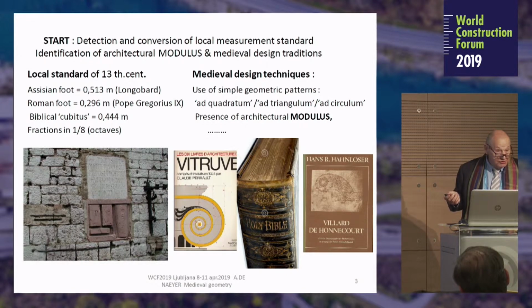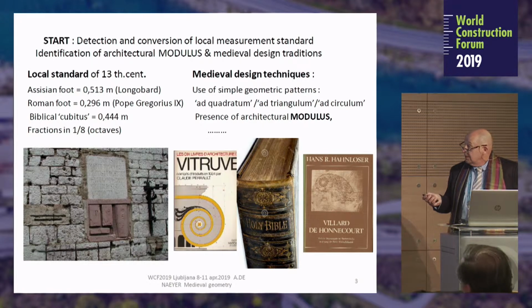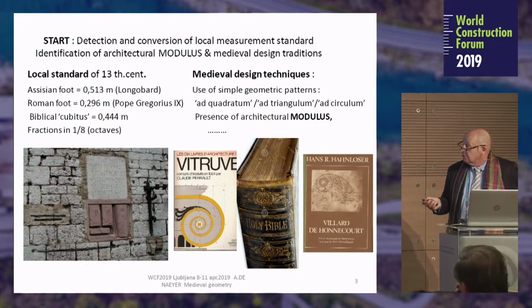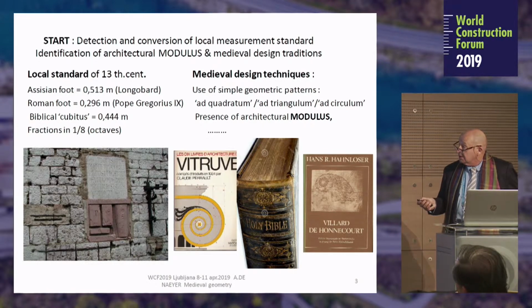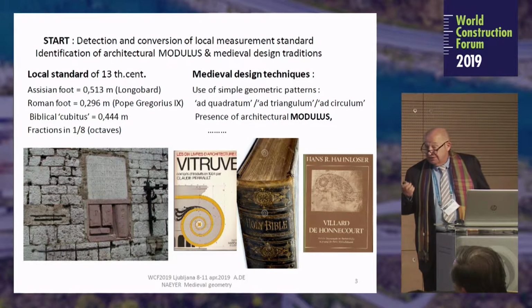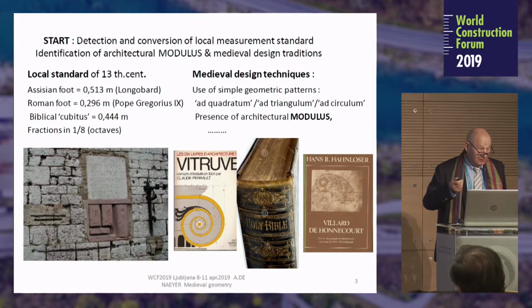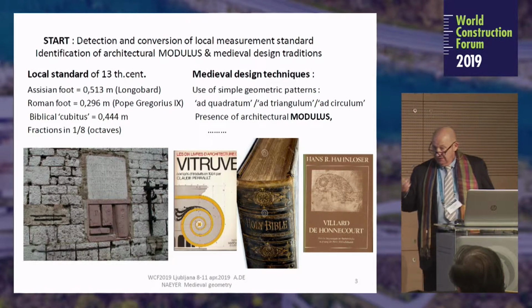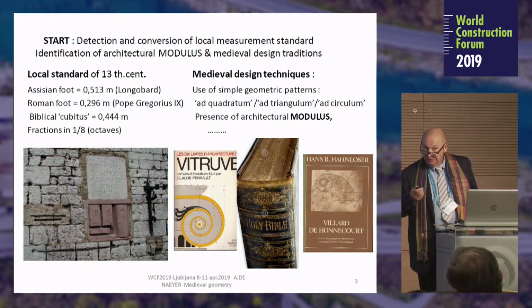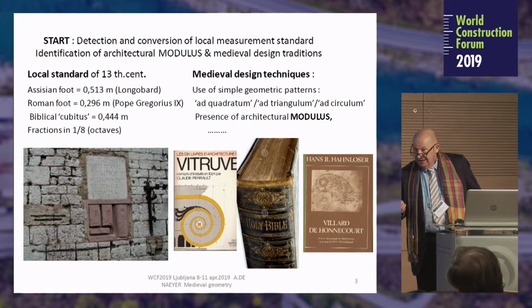The church was commissioned by the Pope, so that was always the Roman foot, and you see the difference is about a double. The Assisian foot is about 50 centimeters. The Roman foot is 30 centimeters. You have the biblical cubit, which is 45 centimeters. And you could even use the early French king's dimension, which is also about 52 centimeters.